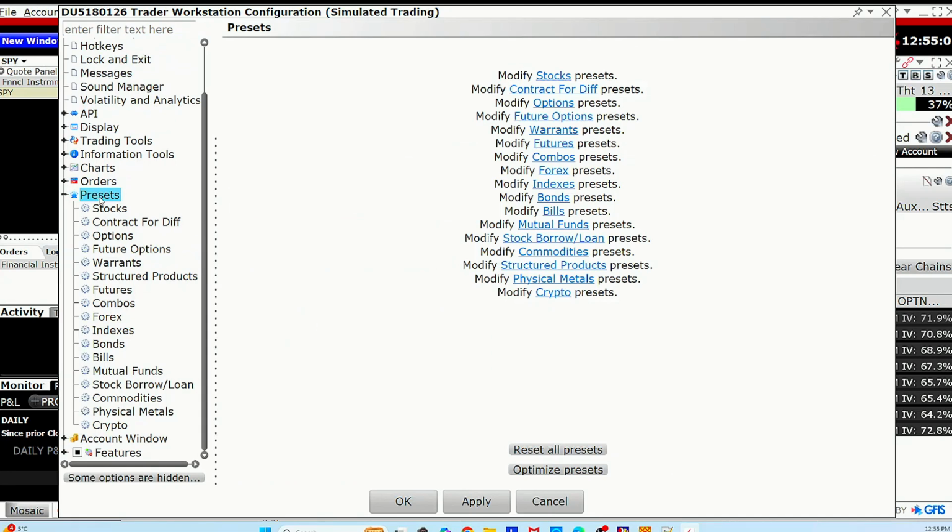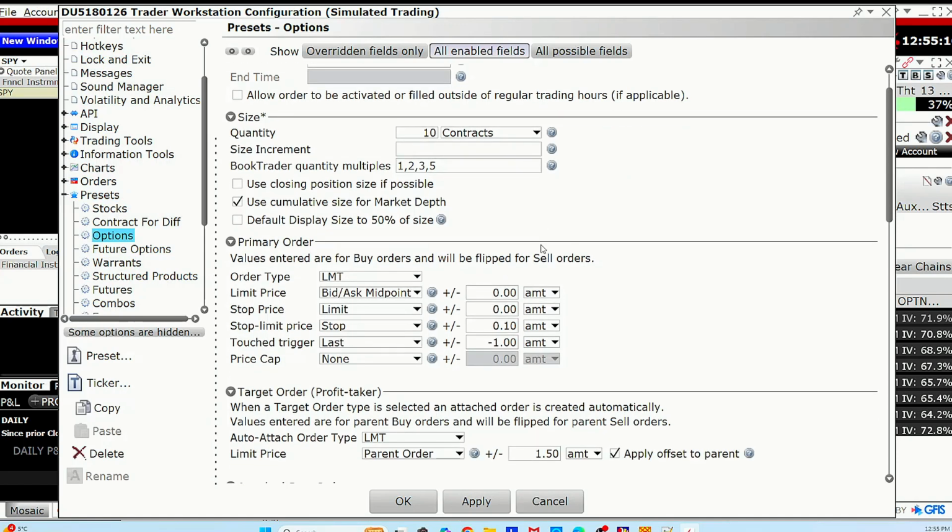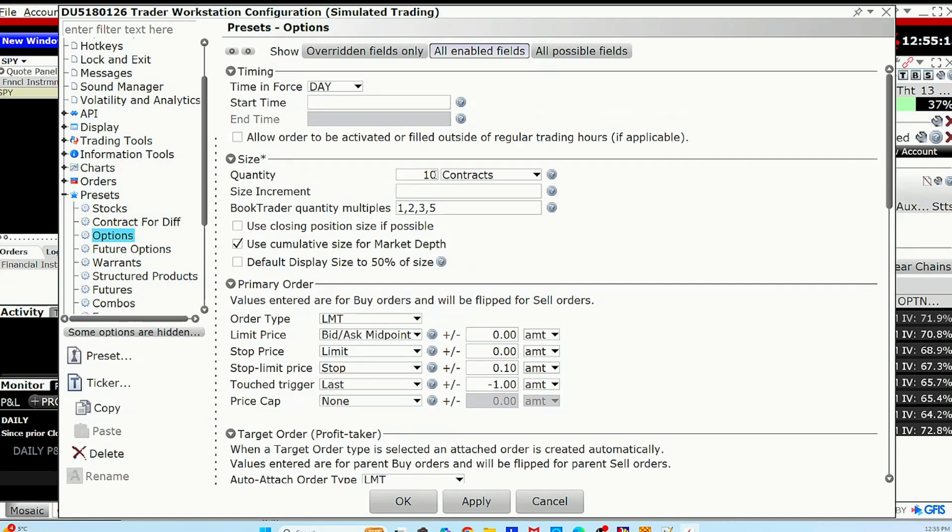So we're going to go to the preset tab here when you see the global configuration, and we say options. Under the options, we are saying that whenever you're buying options, you're buying a minimum of two contracts. So two contracts means 200 stocks.